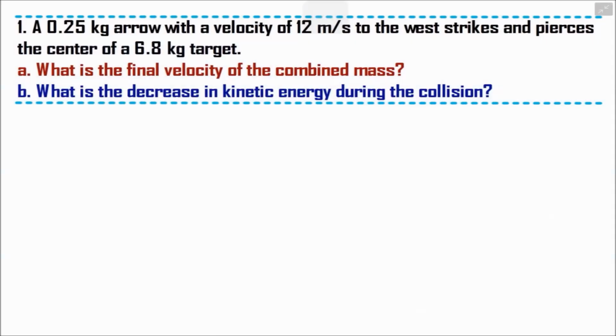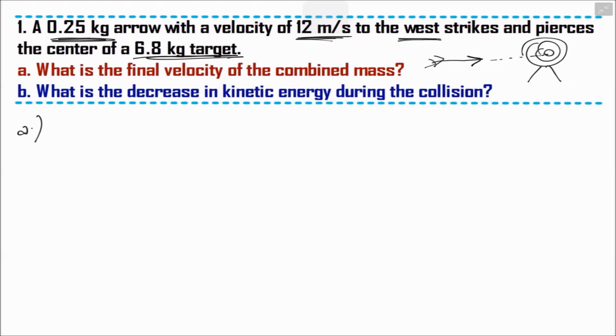Hello, welcome everyone. In this question it says a 0.25 kilogram arrow with a velocity of 12 meter per second to the west, that means negative, strikes and pierces the center of a 6.8 kilogram target. What is the final velocity of the combined mass? So we have an arrow and we have a target. The arrow will hit and combine with the target. And at the A it's asking what's the final velocity of the combined mass.